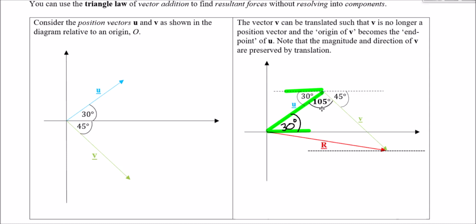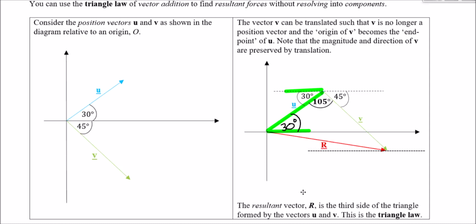So then we might be able to use the cosine rule, for example. If we knew the magnitude of u and v and the angle in between, we could work out this vector here, R. So what is R? Hopefully you know, but just in case, the resultant vector is R. The resultant vector R is essentially the third side of this triangle formed by u and v added together. And that's essentially the triangle law.